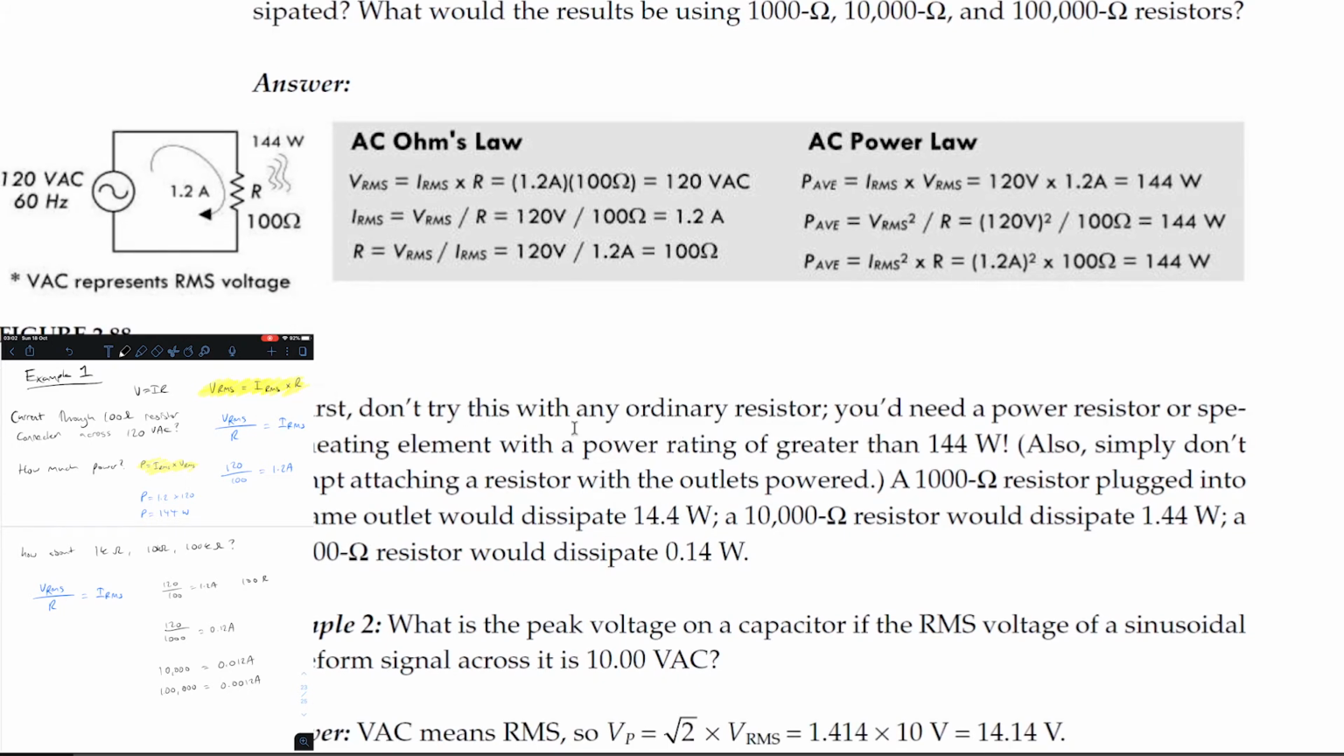So first, don't try this with an ordinary resistor. I've got a video up actually, if I remember to, I'll stick it here, where I put 30 volts through a resistor. Take a look at that, that's quite funny. That's 30 volts. So I would love to see what happened if you put 120 volts through a standard resistor. You need a power resistor or a special heating element with a power rating of greater than 144 watts. Also, simply don't attempt attaching a resistor to the outlets.